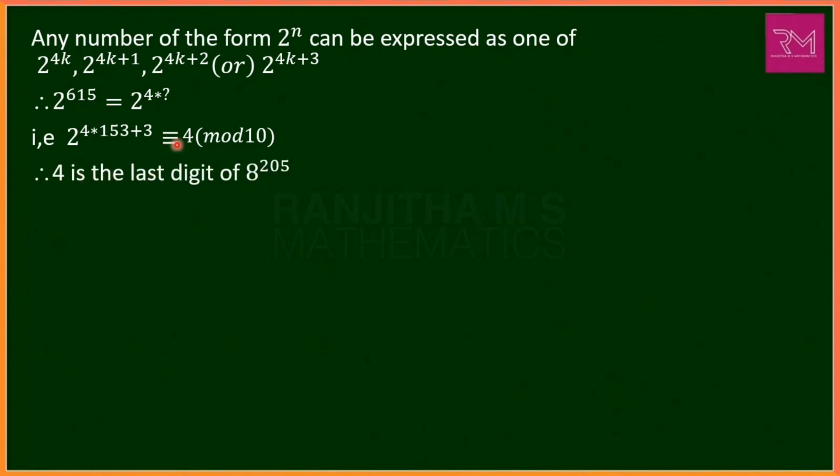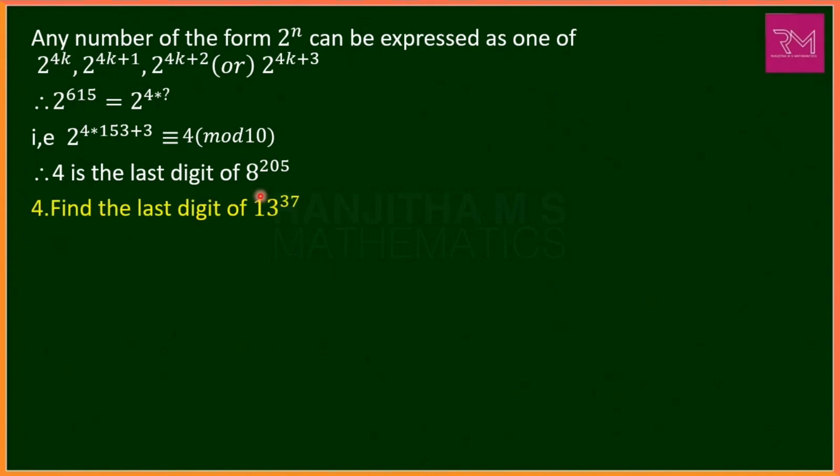Here this 4 is nothing but the remainder obtained when we divide 2 power 615 by 10. Therefore, we can conclude that 4 is the last digit of 8 power 205. This completes the problem. These are all the problems on finding the last digit for the values from 2 power n to 9 power n. We shall move on to another problem.